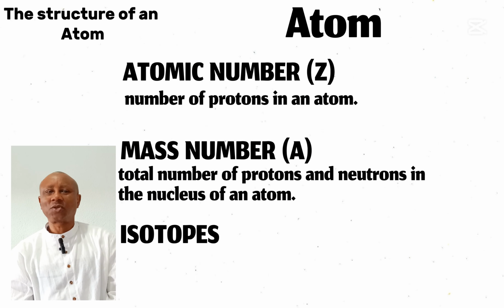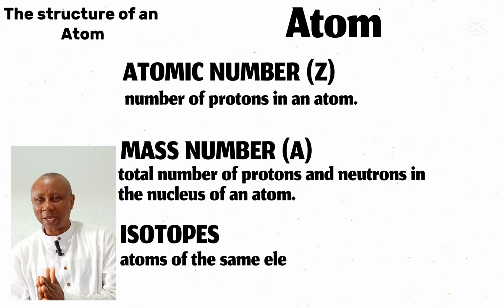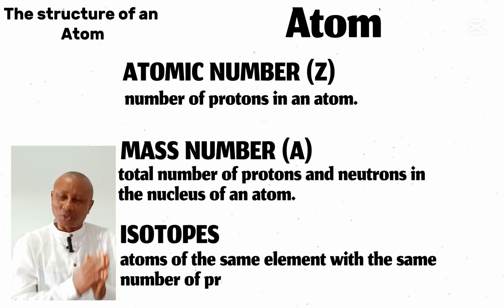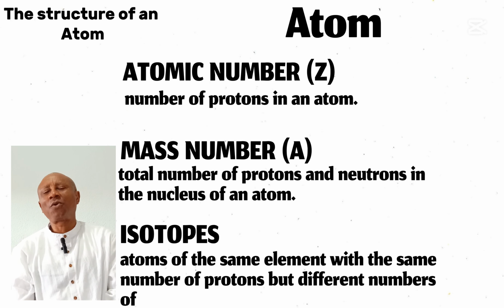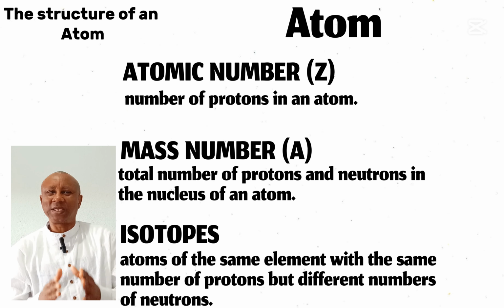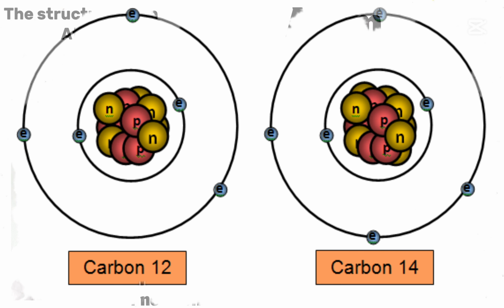Isotopes. Isotopes are atoms of the same element with the same number of protons, but with different numbers of neutrons. A typical example is carbon-12 and carbon-14. Both of them have 6 protons, but different numbers of neutrons.